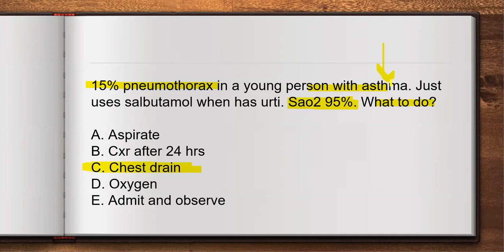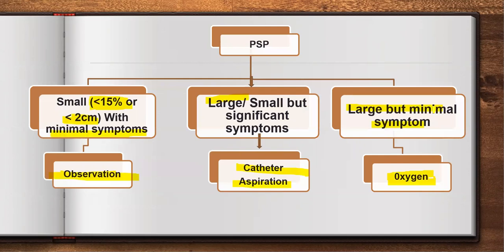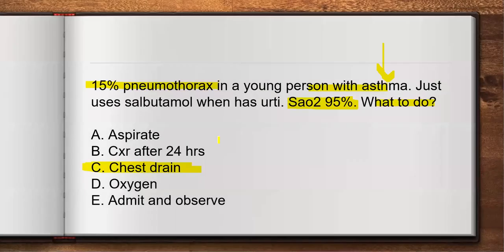Same patient without any lung condition, what would be the management? Remember they have given you saturation. If saturation is more than 94%, you don't need to give oxygen. Only if it is less than 94, then you can give oxygen. Even if oxygen saturation was not given, then according to that chart, we could start oxygen because it's marginal. It will fall under this one, that means large and minimal symptom. But as oxygen saturation is given in the question and it's more than 94, you can just admit and observe at that time.